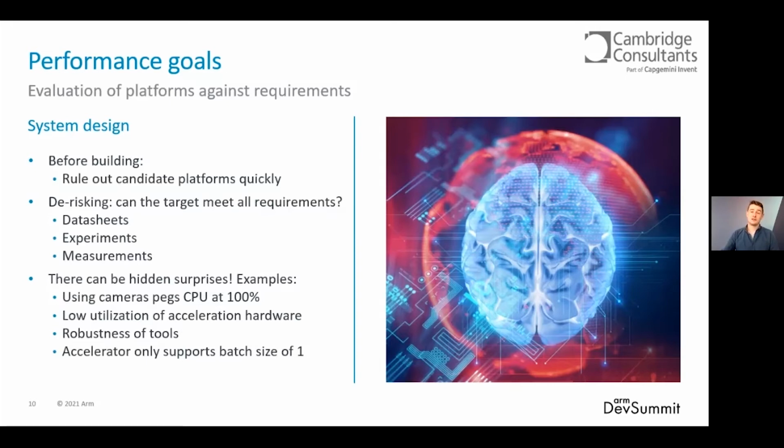These considerations are in some ways similar to those for typical embedded projects, but the sheer variety of platforms and the relatively immature state of this technology means that verifying performance is extremely important. Across a range of platforms we've used in the past, we have found quite a few surprises. For example, using a camera interface causes one of the CPU cores to be pegged at 100%. The type of neural network causes extremely low utilization of the acceleration hardware, less than 1% of the headline figure. Buggy software tools that seemingly crash at random, and acceleration hardware that can only support neural networks with a batch size of 1. So these just go to show that thorough evaluation is necessary when deciding on an Edge AI platform.